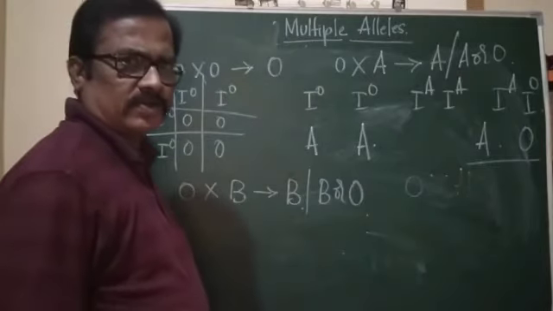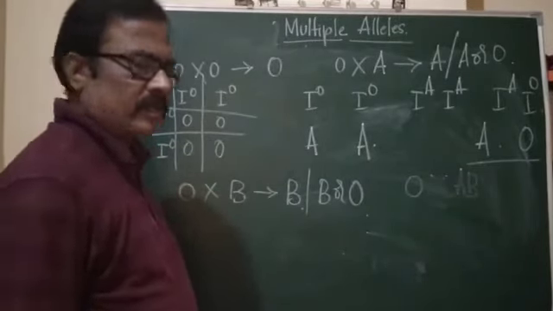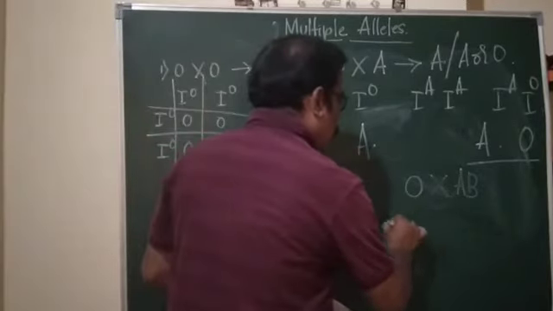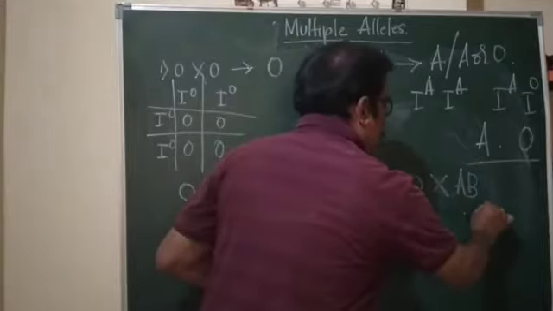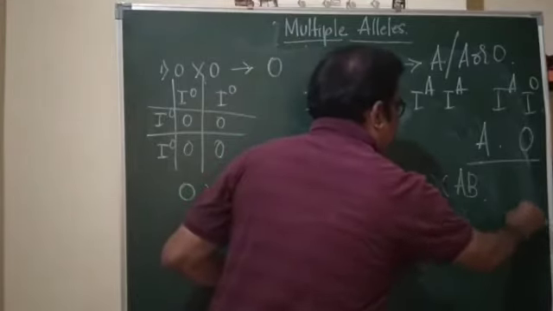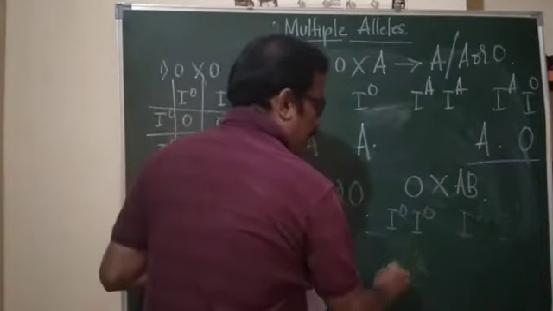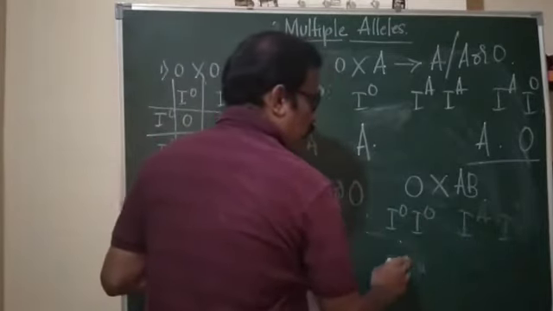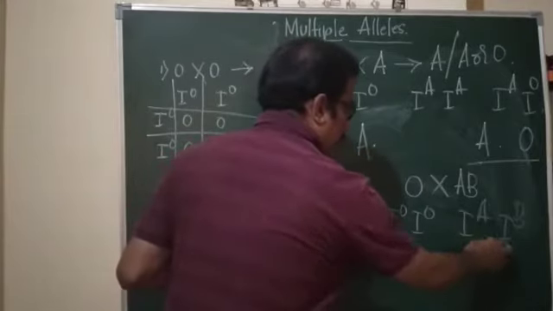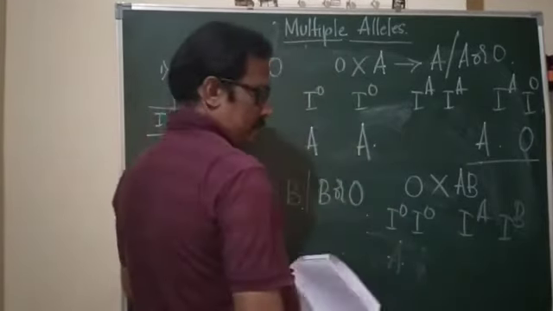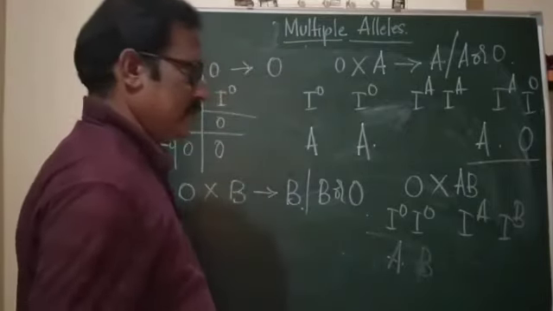AB is codominant, as we know. O is homozygous, I raised to O, I raised to O, with I raised to A, I raised to B. A with O, A. A with O, A. B with O, B. B with O, B. So either the blood group is A or B.